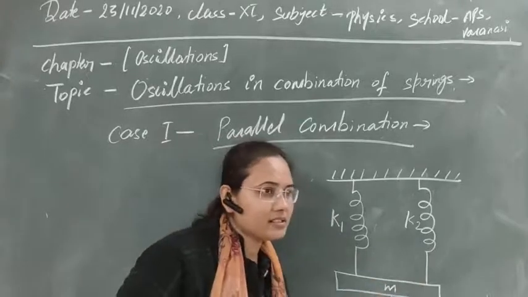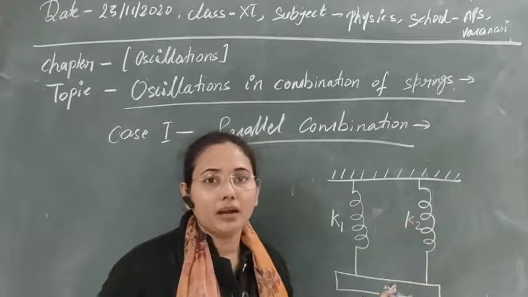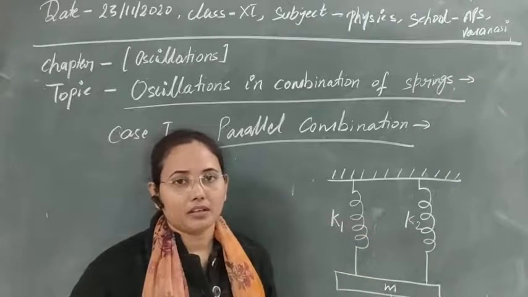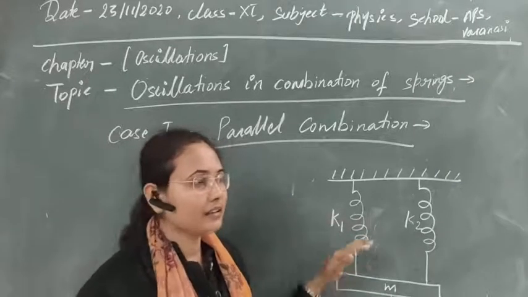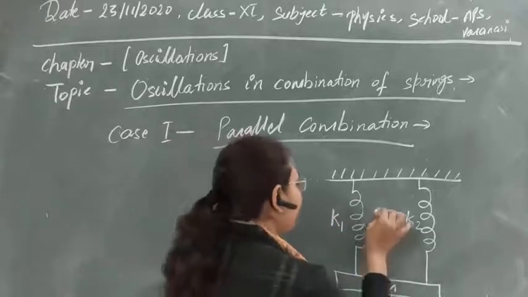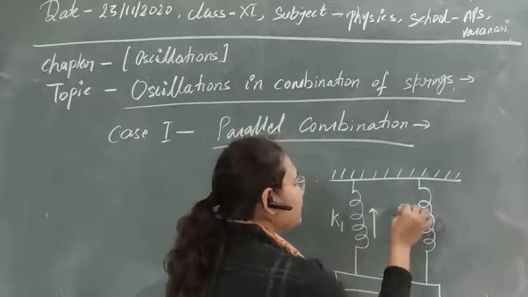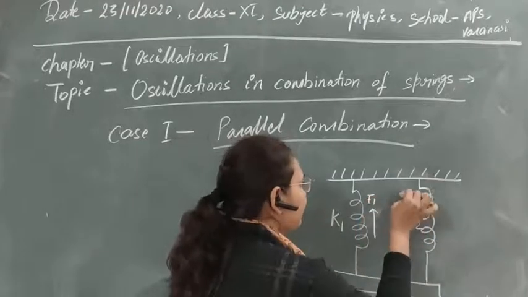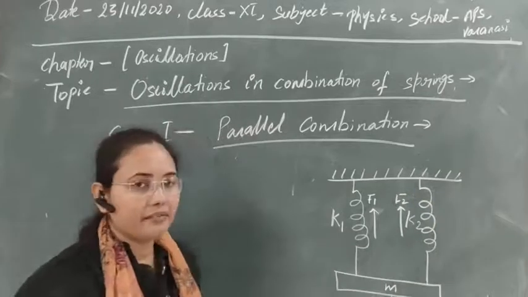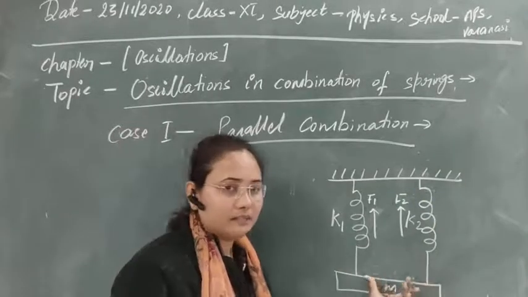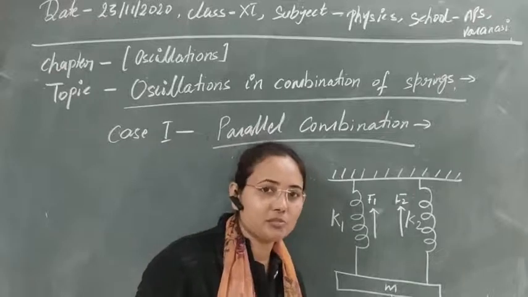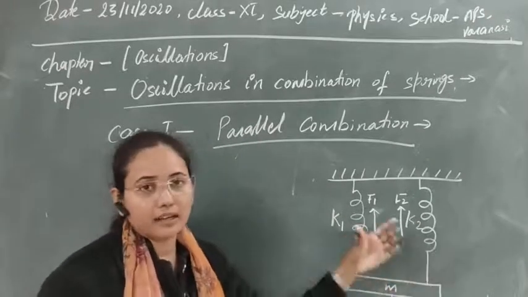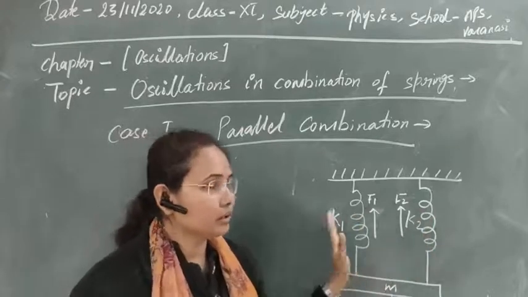Due to that extension, obviously its elastic property will oppose it, and that will try to restore its equilibrium position. Due to that restoring force, there will be an application of restoring force in the upward direction in opposition to this. So suppose here restoring force F1 is acting, here restoring force F2 is acting, and y is the displacement or extension produced in the body due to this weight. Clear? So this is the very basic thing. Again, don't be confused by the two springs.